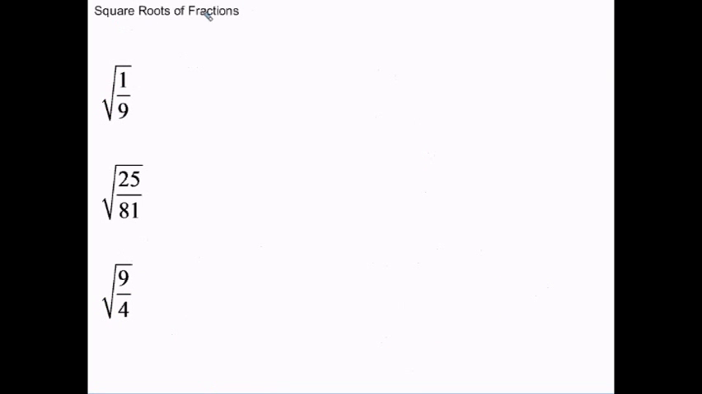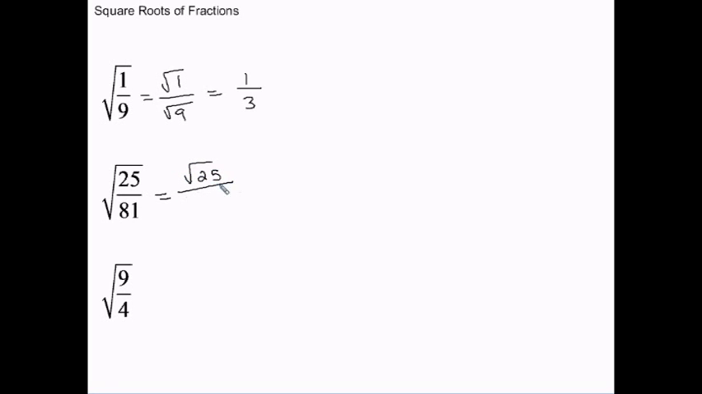Okay, square rooting fractions. When we look at a square root of a fraction, we have the square root with the fraction underneath, and that is the same thing as the square root of the numerator over the square root of the denominator. So you take the square root of each of them individually. The square root of 1 is 1, the square root of 9 is 3.